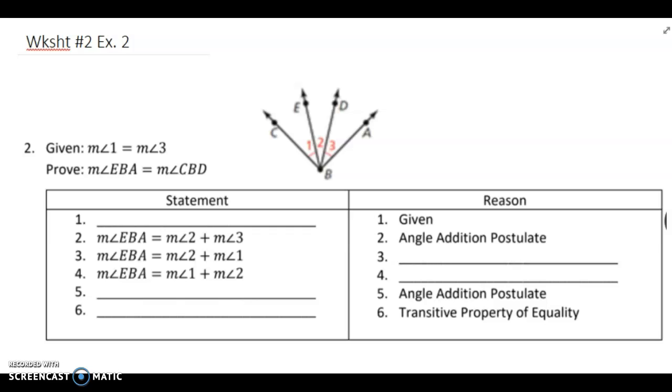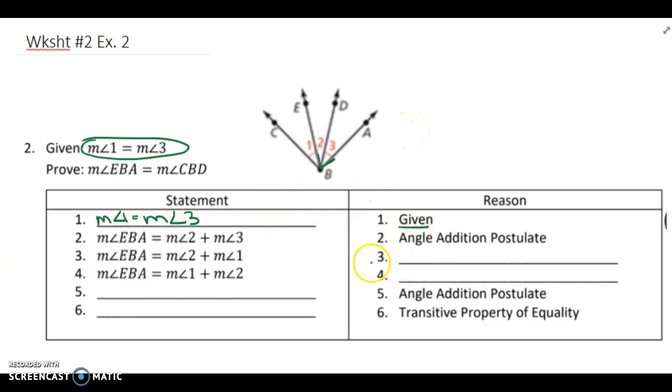All right, let's look at the second example here. Number 1 is our given. We do have to fill in the left side sometimes. Measure of angle 1 equals measure of angle 3. That's our given. Now number 2 tells us we are using the angle addition postulate to find that angle EBA, so this whole angle is angle 2 plus angle 3. That is the angle addition postulate.